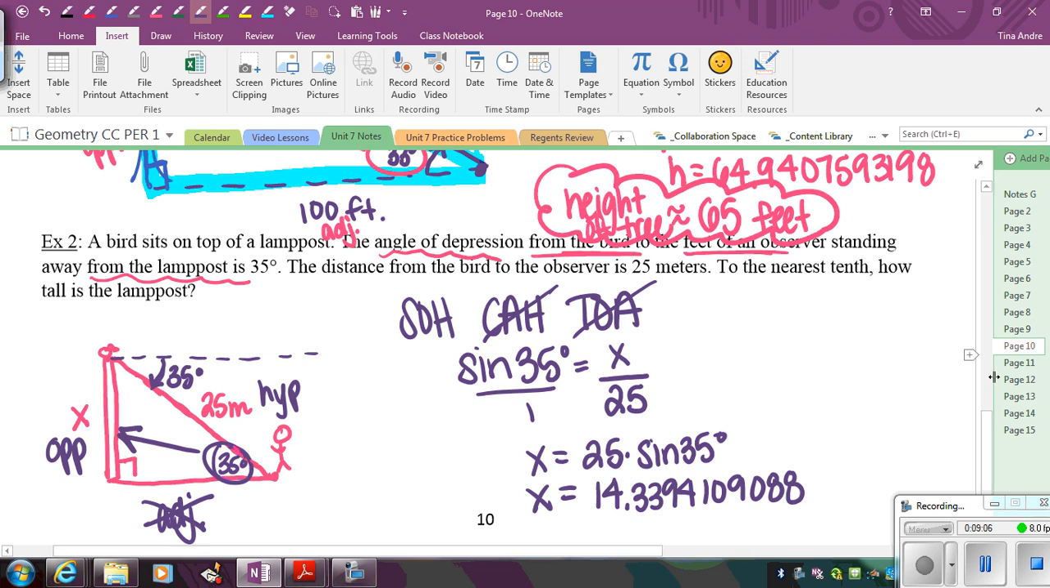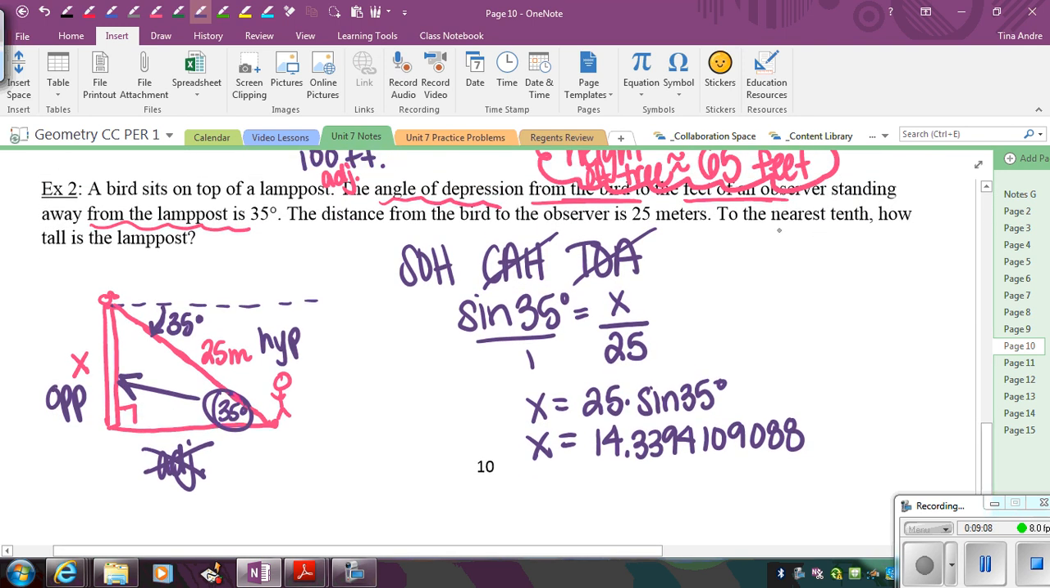14.3394109088. And I need to follow the rounding directions to the nearest tenth. So the height of the lamppost is approximately, to the nearest tenth, 14.3. My units on this are in meters.